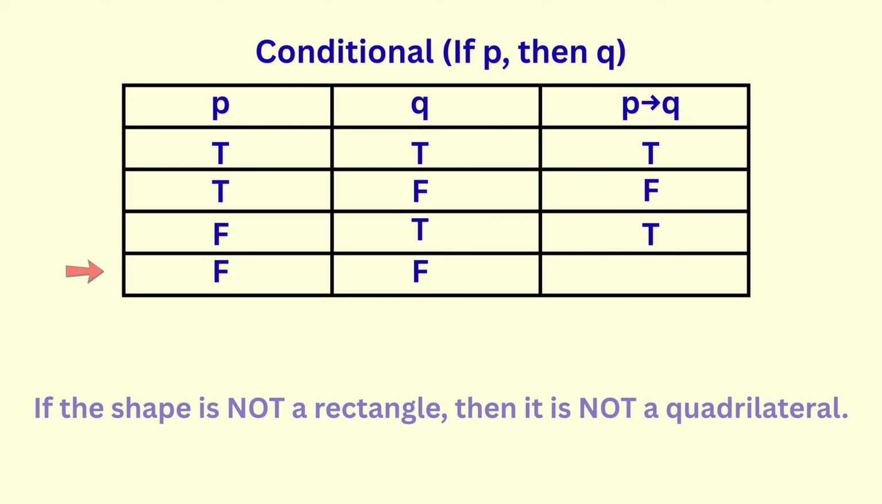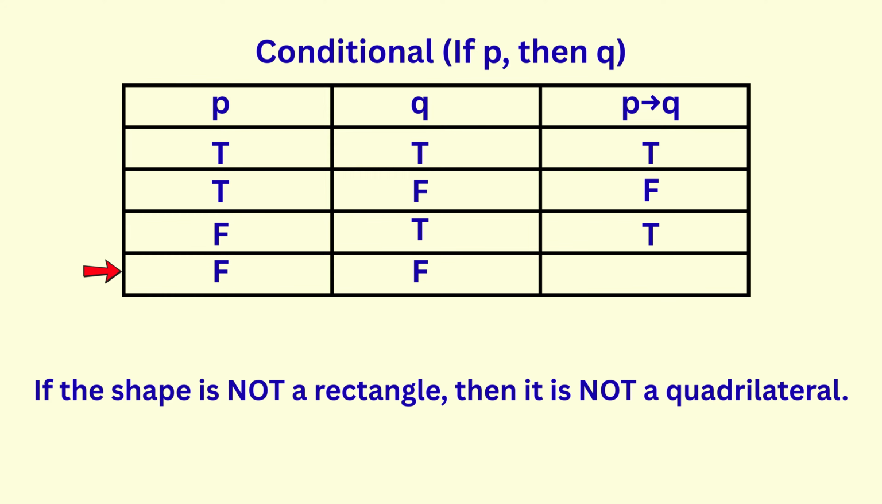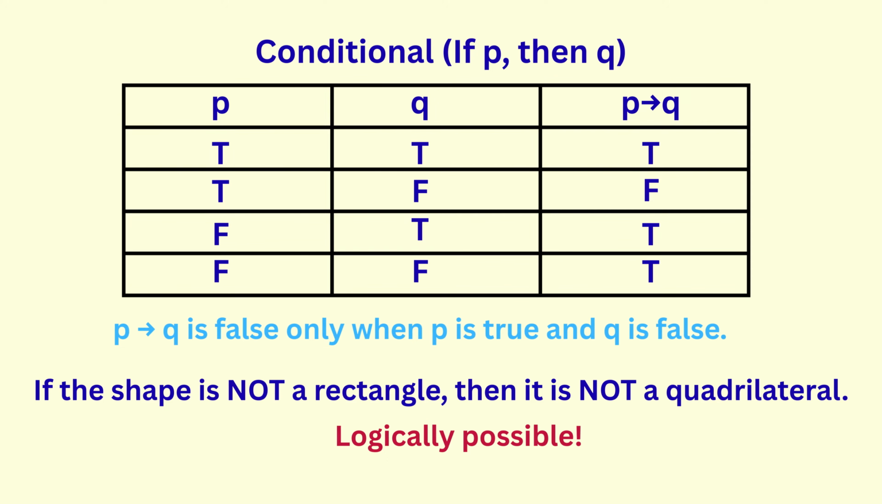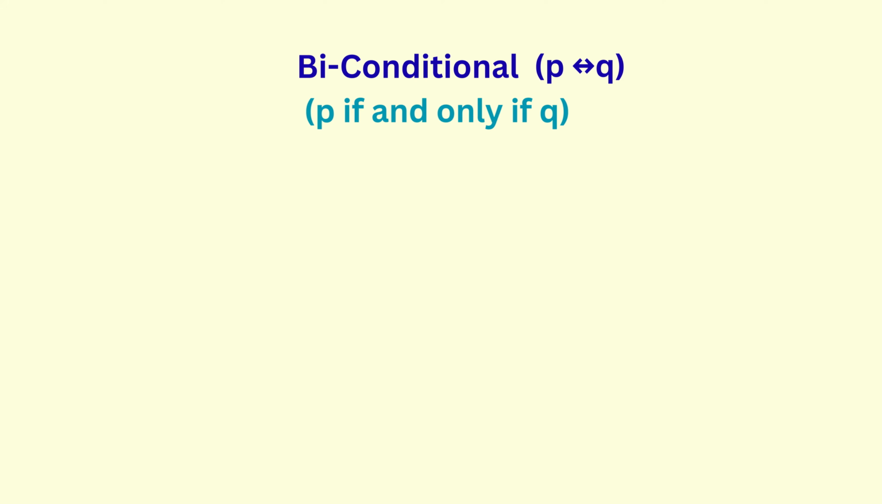The final row would read, if the shape is not a rectangle, then the shape is not a quadrilateral. This is not impossible, so the implication is true. Note that the conditional statement P implies Q is false only when P is true and Q is false. Otherwise, it's true. Let's explore the truth table for the biconditional statement, which reads P if and only if Q.